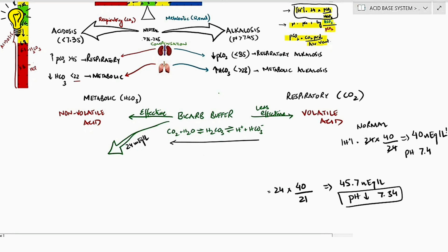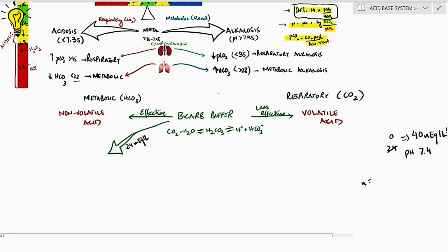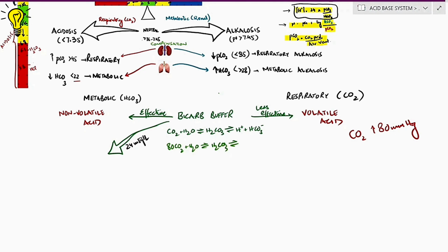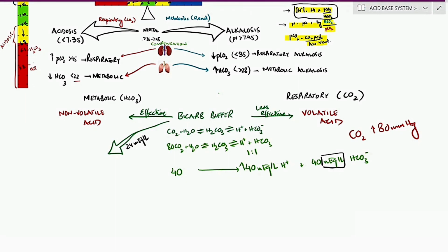To understand why bicarb isn't a very effective system in respiratory disorders, remember that hydrogen ions are in nanoequivalents per liter, whereas the bicarb that we are discussing in the equation is in milliequivalents per liter, which is a huge amount compared to nanoequivalents. So if any issue causes hypoventilation, causing an increase in carbon dioxide levels, let's say carbon dioxide rises from 40 to 80 millimeters of mercury. Now as per the equation, hydrogen and bicarb generated will be in a 1:1 ratio, right? So an increase in carbon dioxide of 40 millimeters of mercury would generate 40 nanoequivalents per liter of hydrogen ions and 40 nanoequivalents per liter of bicarb ions, right?